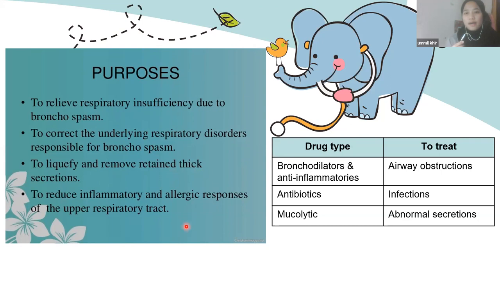So the table here shows a few types of drugs that are used in nebulization, which are bronchodilators and anti-inflammatories. So this one is to clear airway obstruction, antibiotic for infection, and mucolytic for abnormal secretion. Next.